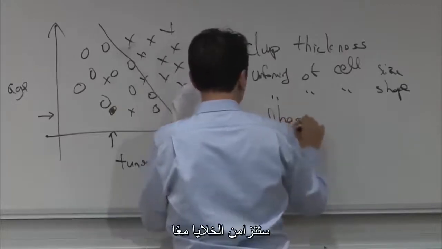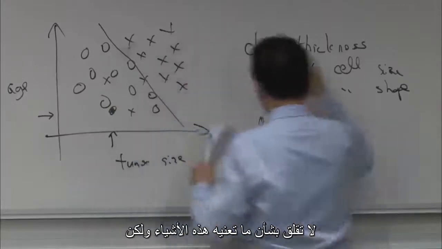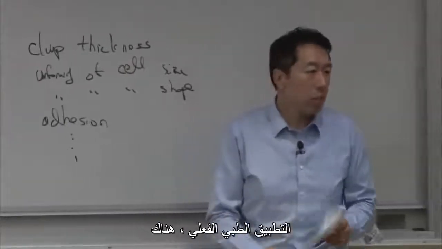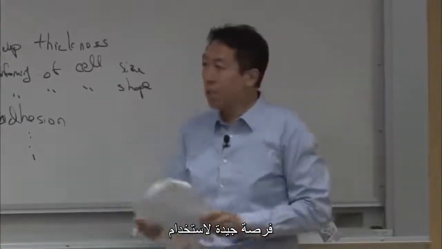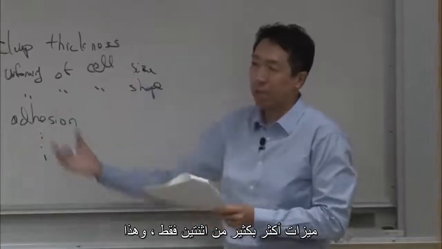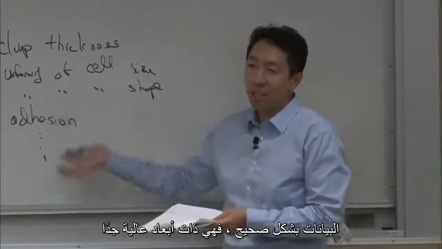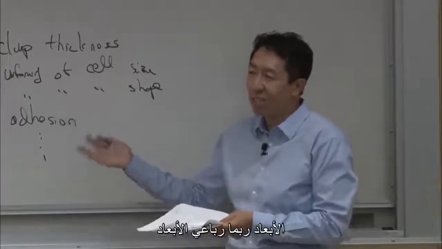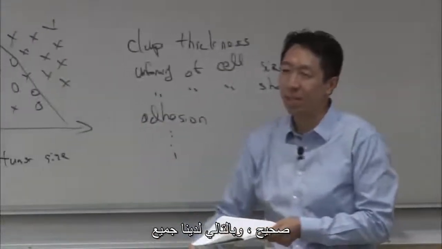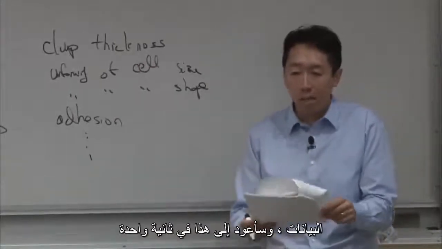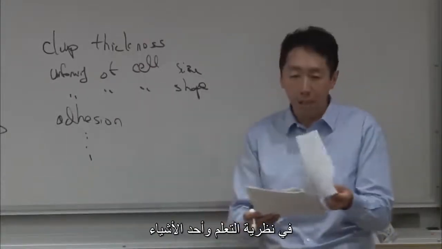Adhesion, how well the cells stick together. Don't worry about what these mean, but if you're actually doing this in a real medical application, there's a good chance that you'll be using a lot more features than just two. And this means that you actually can't plot this data, right? It's too high dimensional. You can't plot things higher than 3-dimensional, maybe 4-dimensional, right? And so when you have a lot of features, it's difficult to plot this data. I'll come back to this in a second in learning theory.